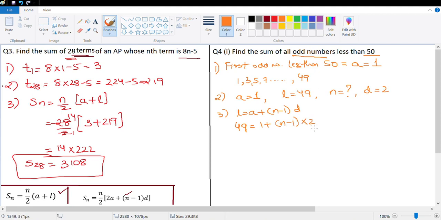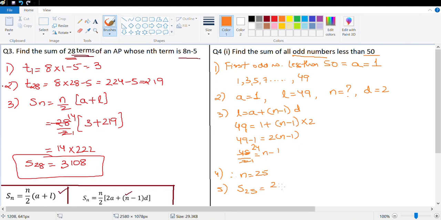So multiplied with 2. That's 49 minus 1 is equal to 2 times N minus 1. That's 48 upon 2 is equal to N minus 1. Therefore, N minus 1 is 24. So N is equal to 25.